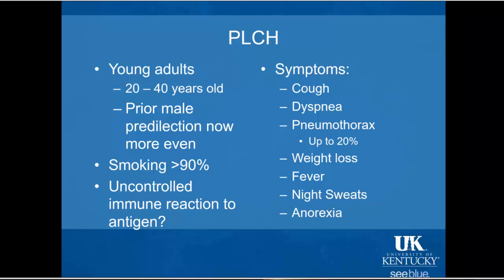It most frequently occurs in relatively young adults. There's a slight male predilection, but that's probably related to the fact that this is very highly associated with smoking. So almost all patients with pulmonary Langerhans-cell histiocytosis will be smokers, and there's a slight male predominance of smokers compared to women, and that's thought to account for the slight male predominance of PLCH relative to women.